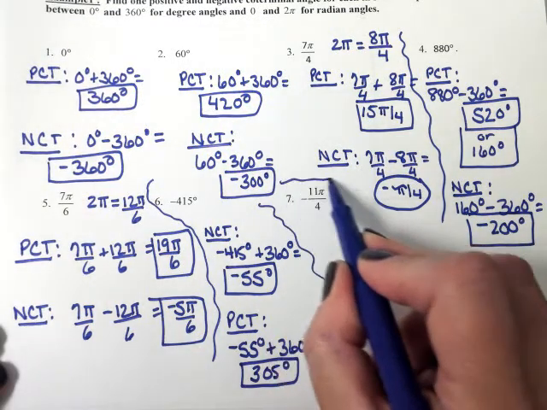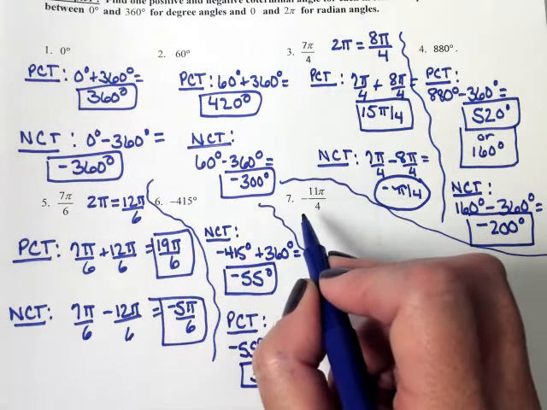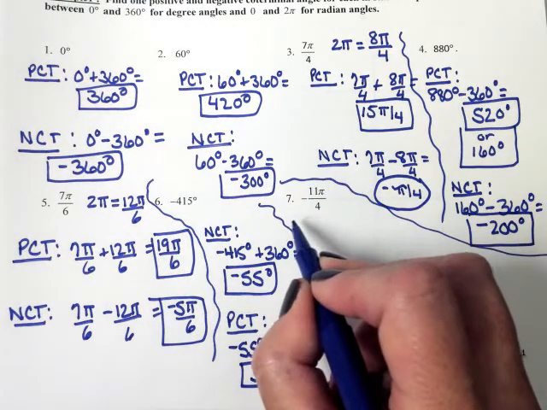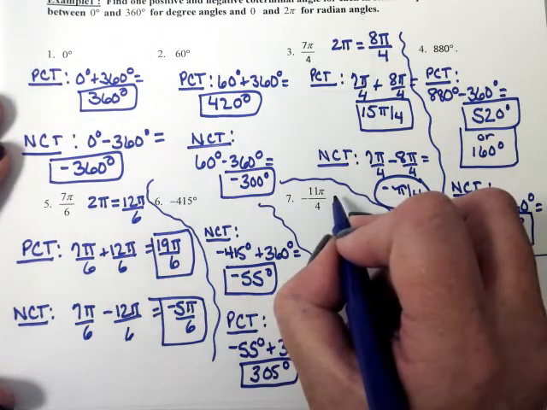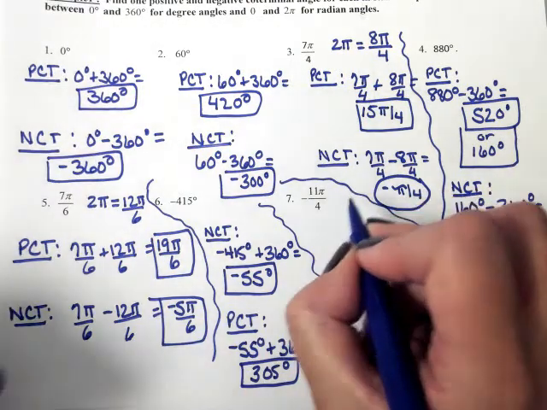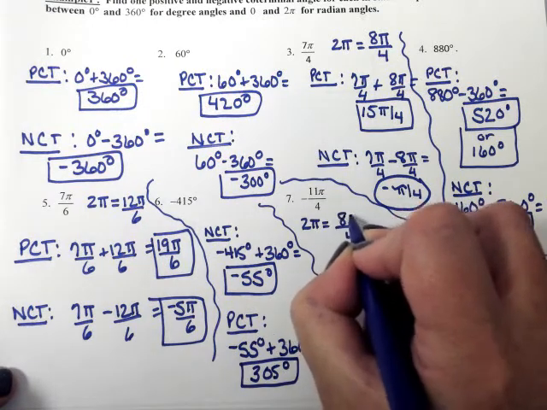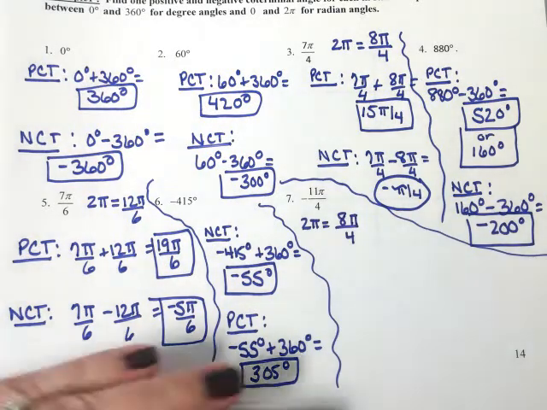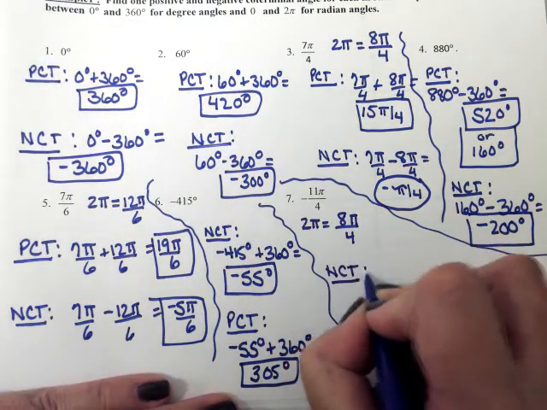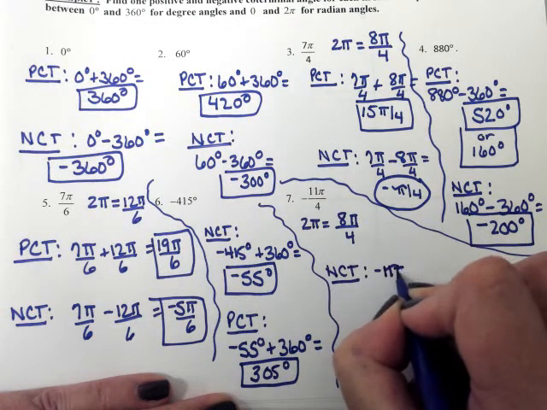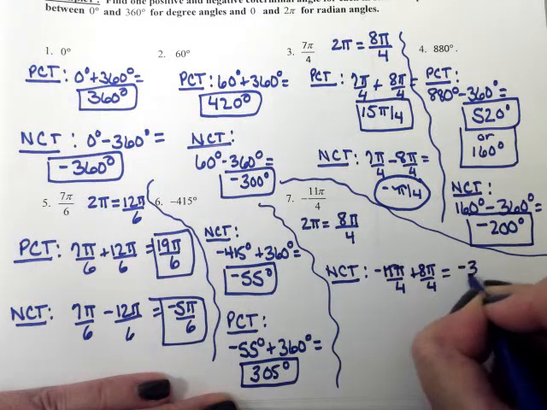So here is my angle in radians. Again, negative 11 pi over 4 is going to be more than one revolution around. So what I'm going to do is I may have to add or subtract 2 pi more than once. And again, because I'm adding fractions, let me get that common denominator. So I know that 2 pi is equivalent to 8 pi over 4. So then to find my negative coterminal angle, I'm going to take negative 11 pi over 4 and add 8 pi over 4. That's going to give me negative 3 pi over 4.